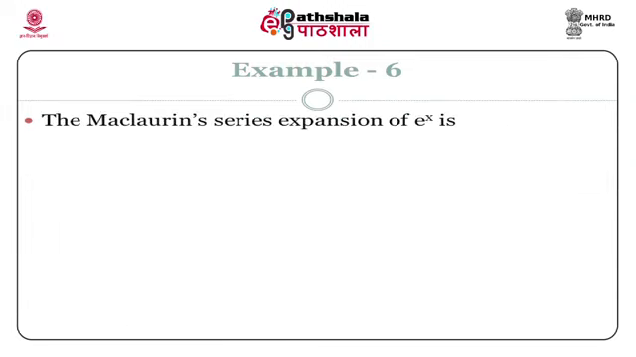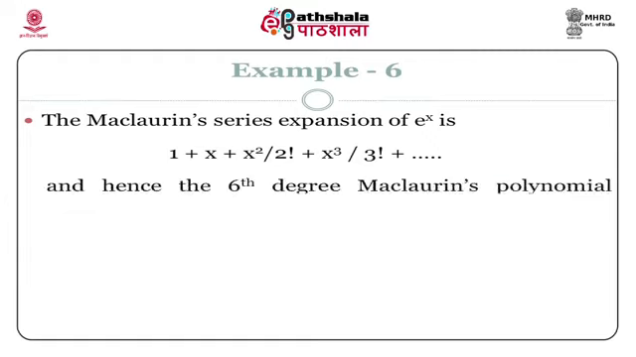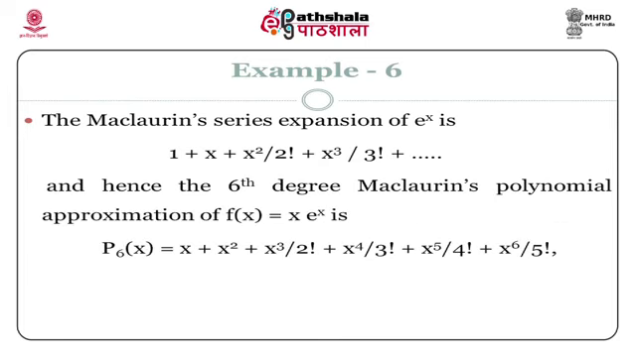The Maclaurin series expansion of e raised to x is 1 plus x plus x square by 2 factorial plus x cube by 3 factorial and so on, and hence the 6th degree Maclaurin polynomial approximation of x e raised to x is going to be given by P6(x) = x + x square + x cube by 2 factorial + x raised to 4 by 3 factorial + x raised to 5 by 4 factorial + x raised to 6 by 5 factorial.